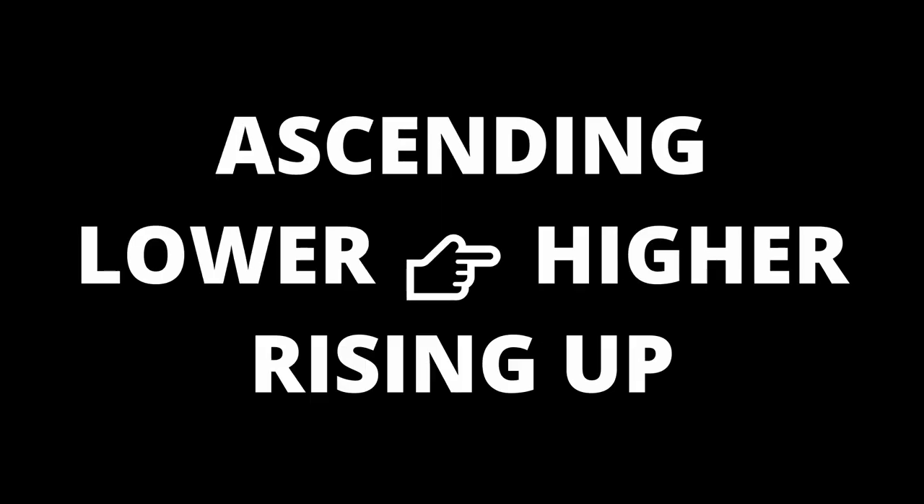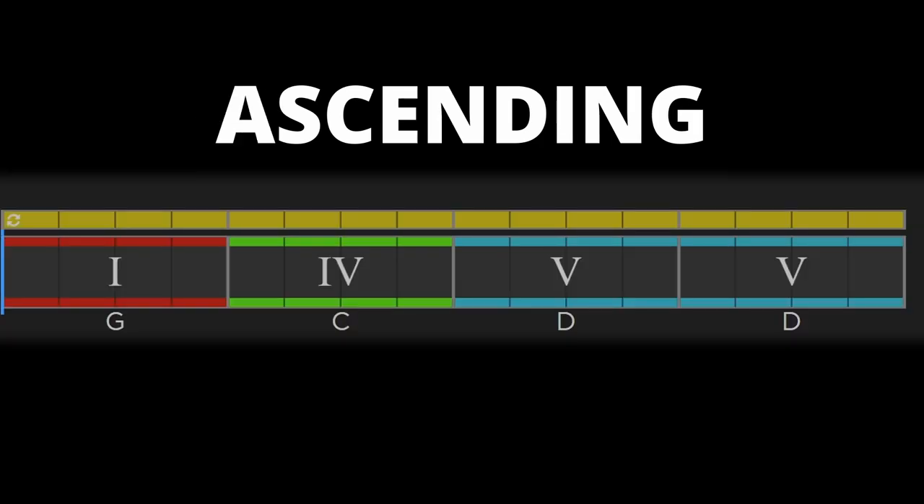When we play chords in numerical order, we create an escalator effect. Starting from lower to higher numbers, we feel like we are ascending or rising up. And if we go from higher to lower numbers, we feel like we are descending or falling down.